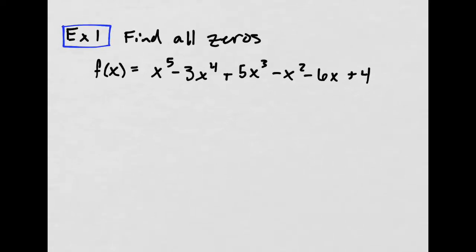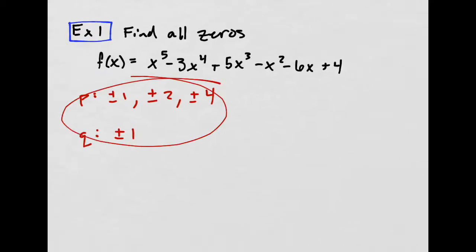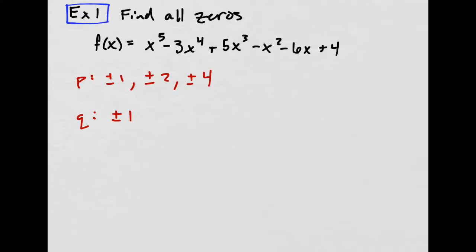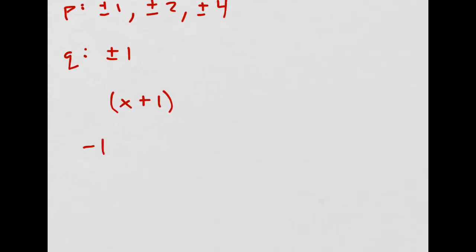So here, you could write down P's and Q's. My P's would be plus or minus 1, plus or minus 2, plus or minus 4. And then Q, that's nice, plus or minus 1. So really, I'm just going to try those. My first guess, I always start with negative 1, actually. So I'm guessing for x plus 1.